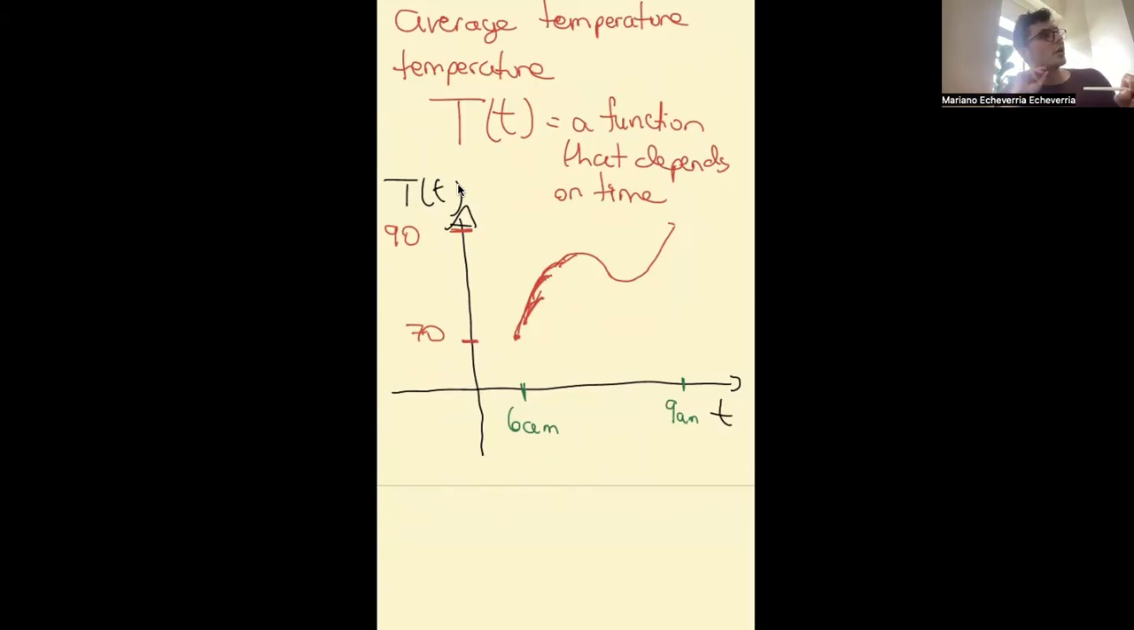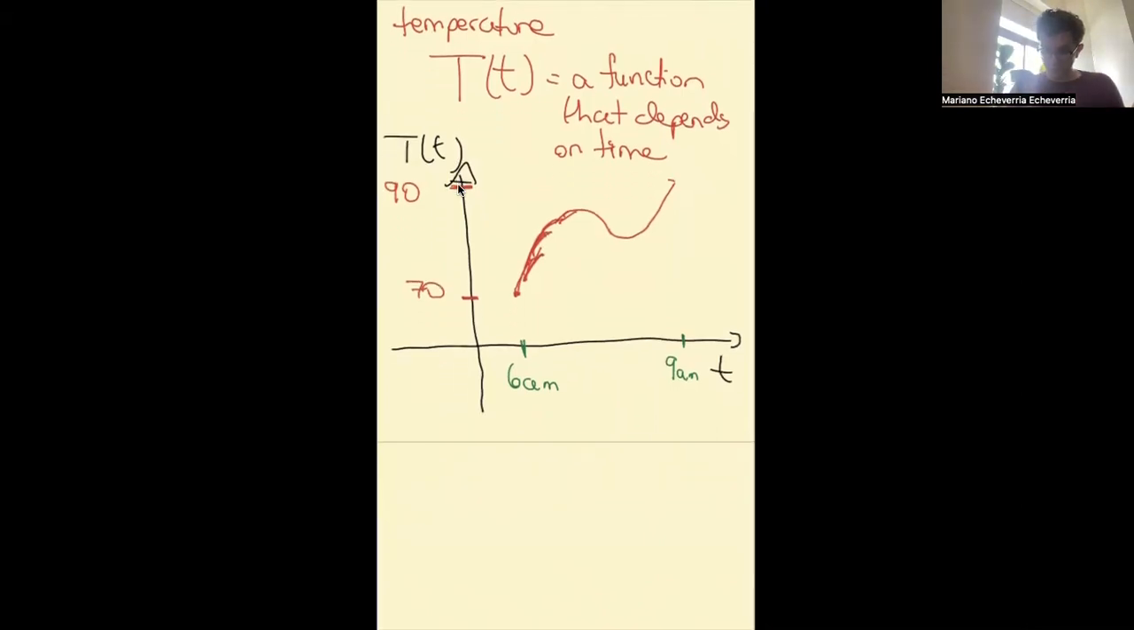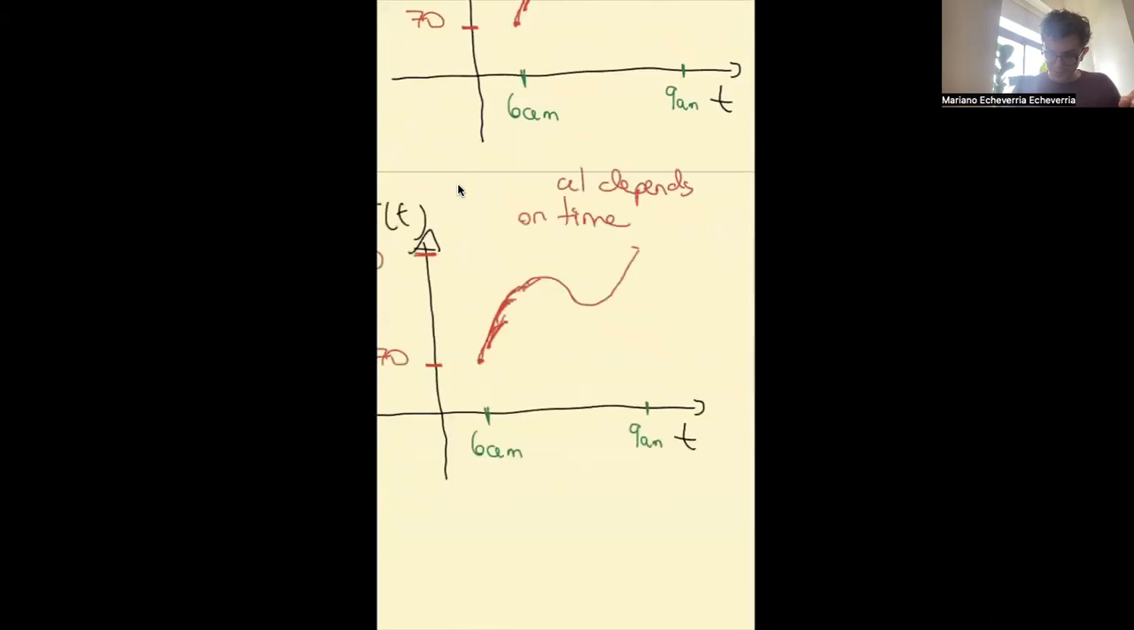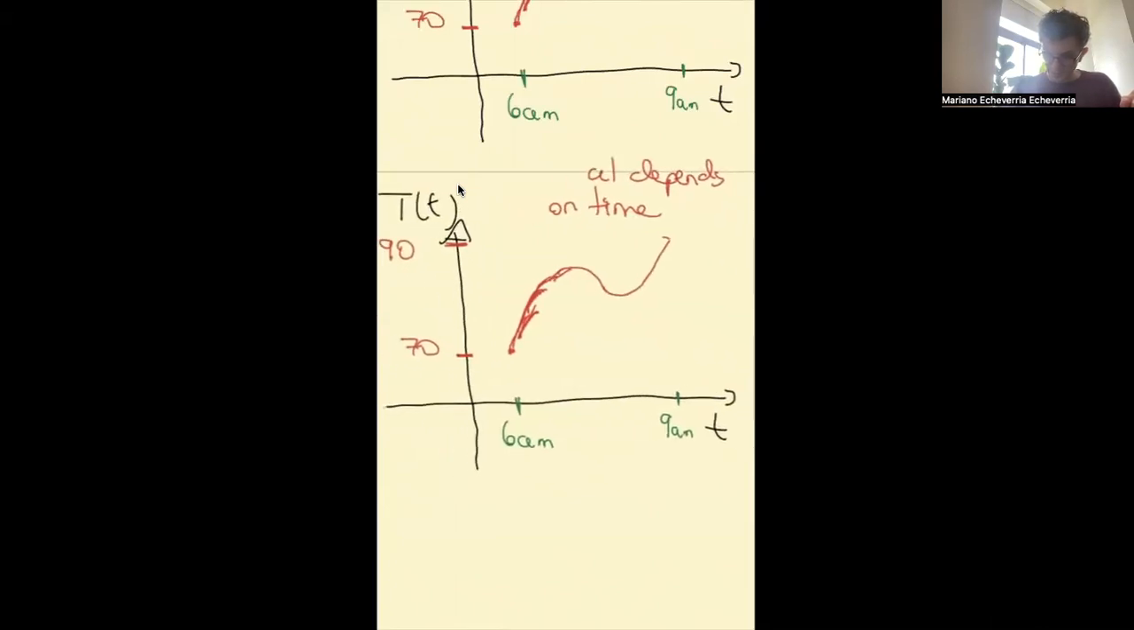So what we're going to do to attack this problem is to break it up, break this into pieces and do something slightly easier. So instead of thinking about the temperature going from 6 to 9 a.m., let's just break the time into chunks of 30 minutes. Okay?